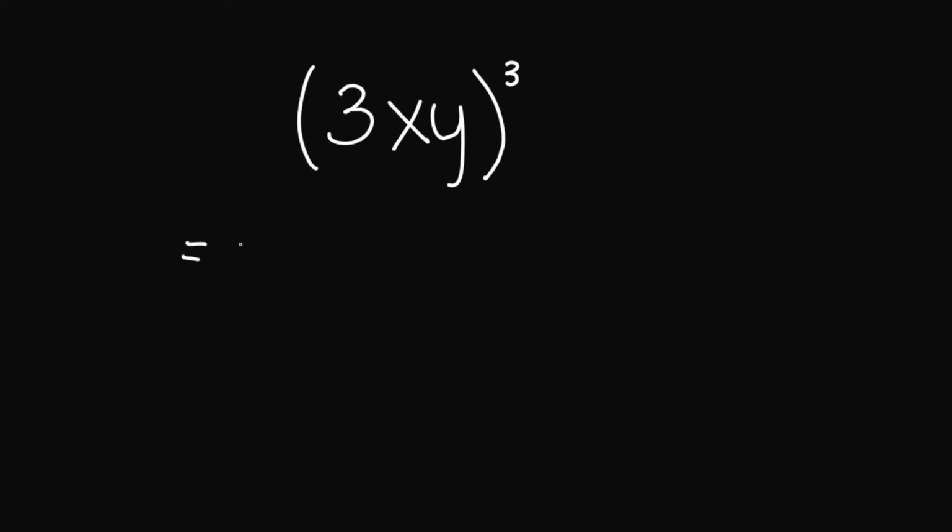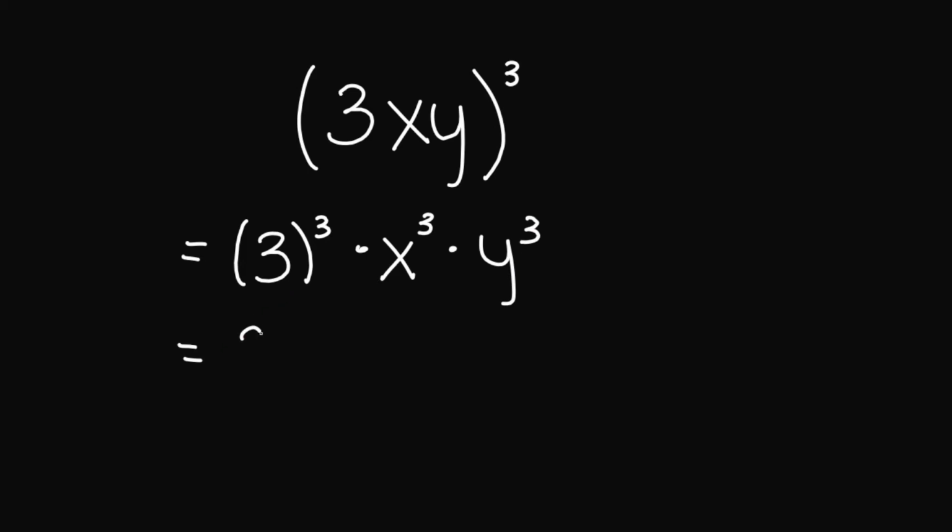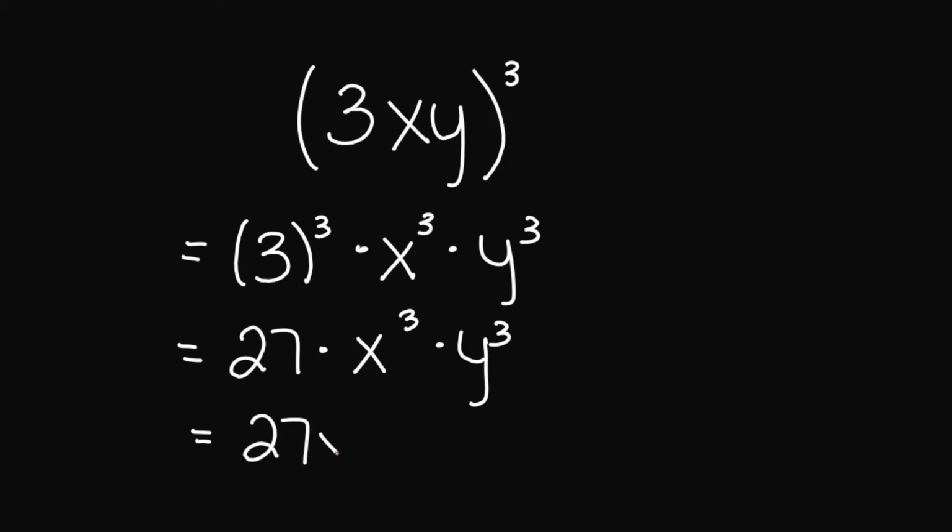Similar example here, we have 3xy raised to the power of 3. This is going to equal 3 to the 3rd times x to the 3rd times y to the 3rd. 3 to the 3rd is going to give me 27 times x to the 3rd times y to the 3rd. And 27 times x cubed times y cubed is going to be 27x cubed y cubed.